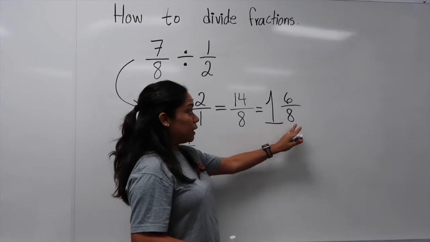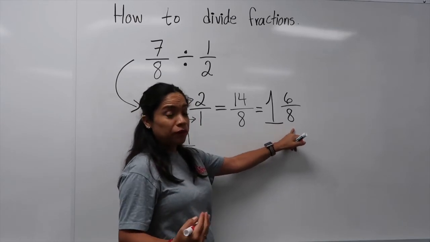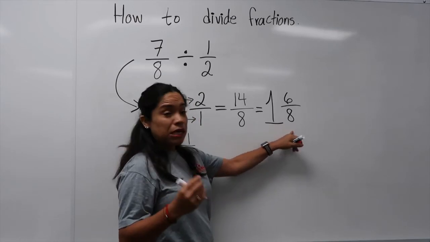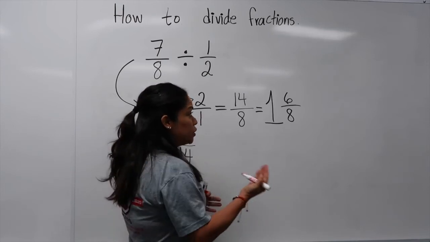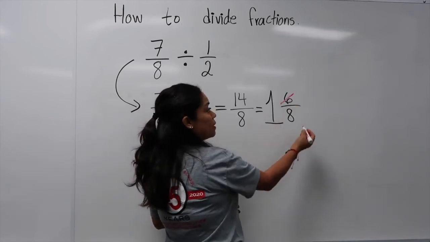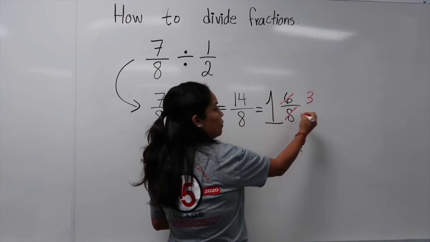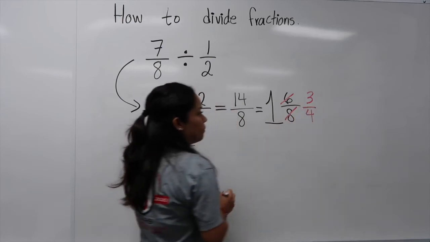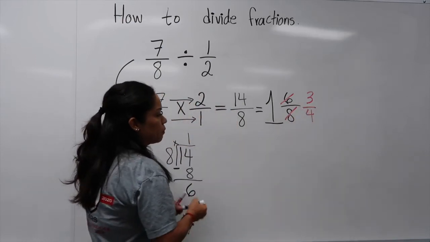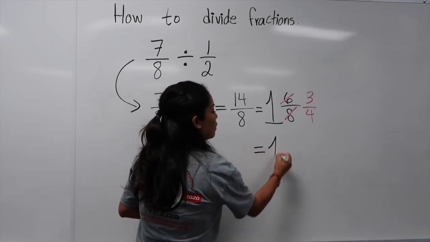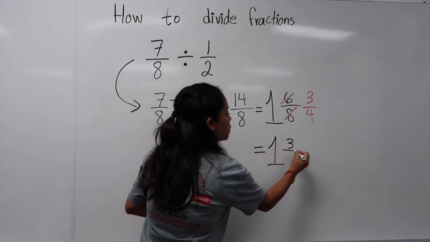Now here in our fraction, we can still simplify it and make it smaller. So what we're going to do is find half of 6, which is 3, and half of 8 is 4. So here's our final answer.